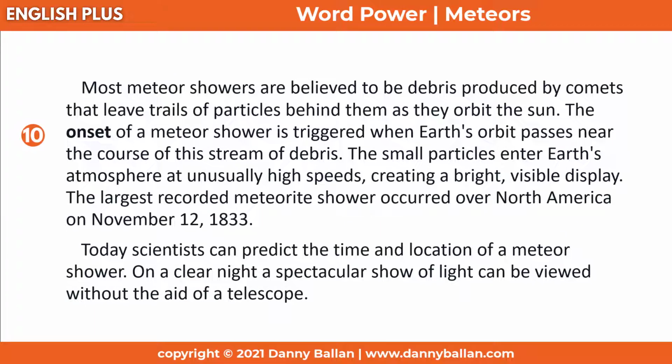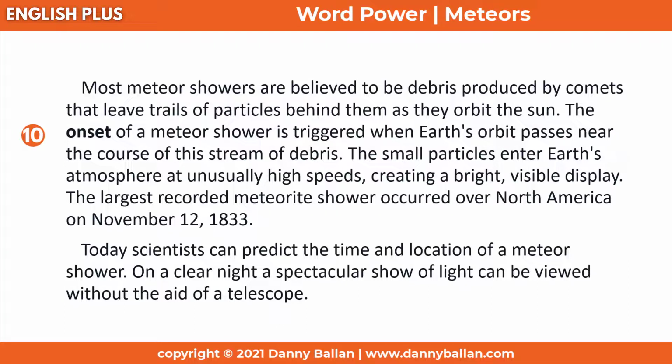Now let's move on to talk about the last word for today's episode, and that is onset. Onset. Let's take a look first how we used it in the text. We said the onset of a meteor shower is triggered when Earth's orbit passes near the course of this stream of debris. Now, here we're talking about it scientifically, obviously. We're not talking about how ancient people saw it as a herald of some disaster or something.